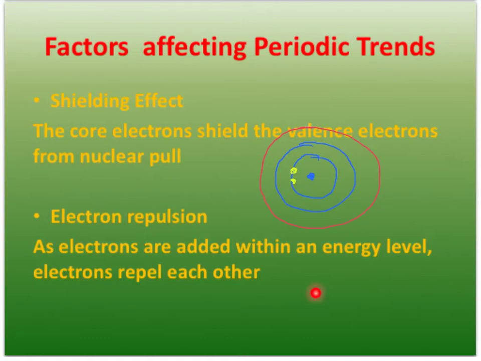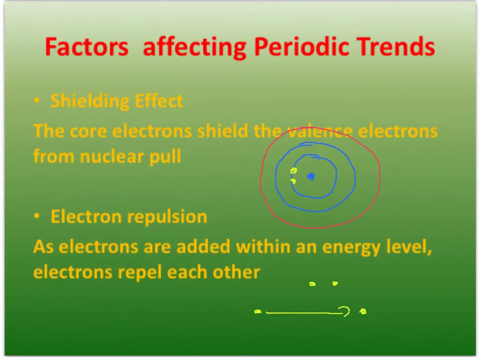Electron repulsion. Remember, electrons are negatively charged. So as we add electrons, the electrons tend to want to move further away from each other. They don't want to stay there. They're going to want to move further apart. That's what we call push, or they repel each other.